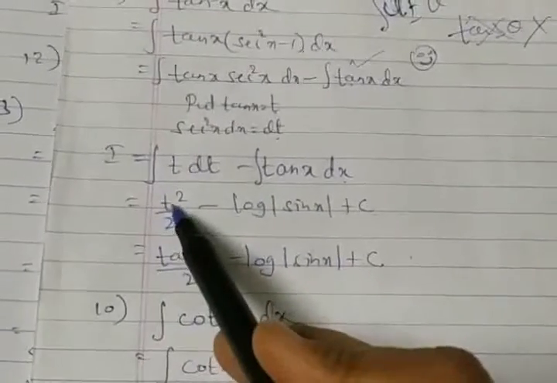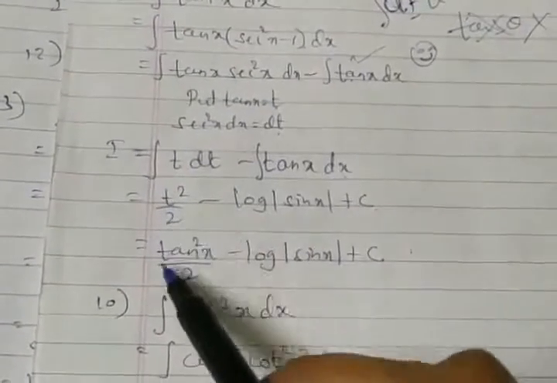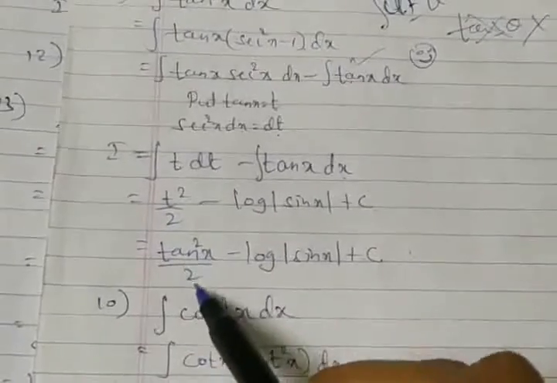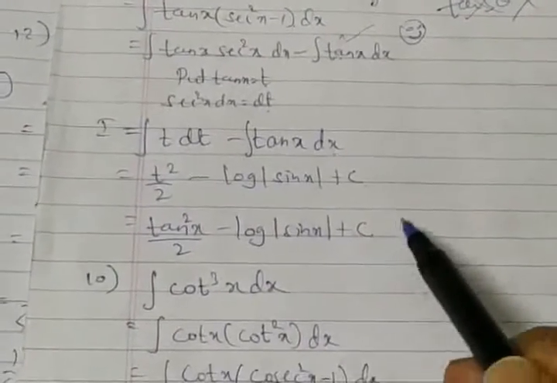It's in terms of x only. So let's go here. We had t to be taken as tan x, so tan square x whole divided by 2 here minus log mod sin x plus c should be the answer.